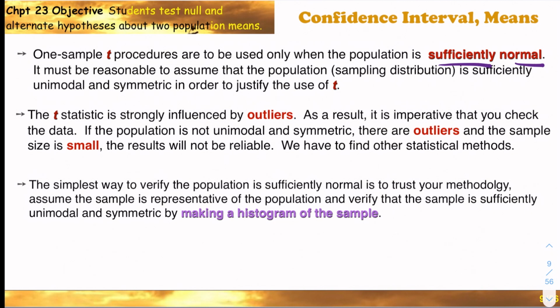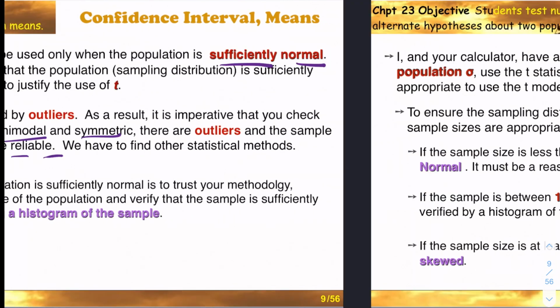If the population is not unimodal and symmetric, there are outliers, and the sample size is small, the results will not be reliable. And we have to find other statistical methods. So the simplest way to verify the population is sufficiently normal is to trust your methodology. Assume the sample is representative of the population and verify that the sample is sufficiently unimodal and symmetric by making a histogram of the sample. I'm going to show you how to use your graphing calculators to check as we do a couple examples later on.